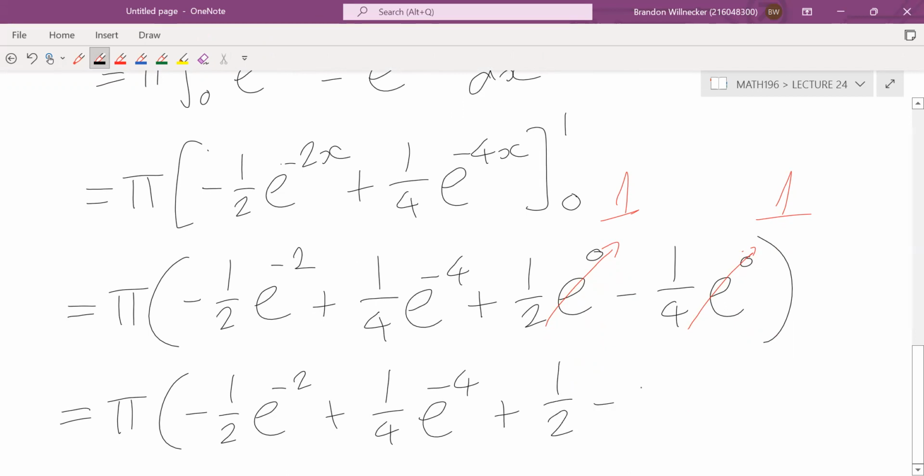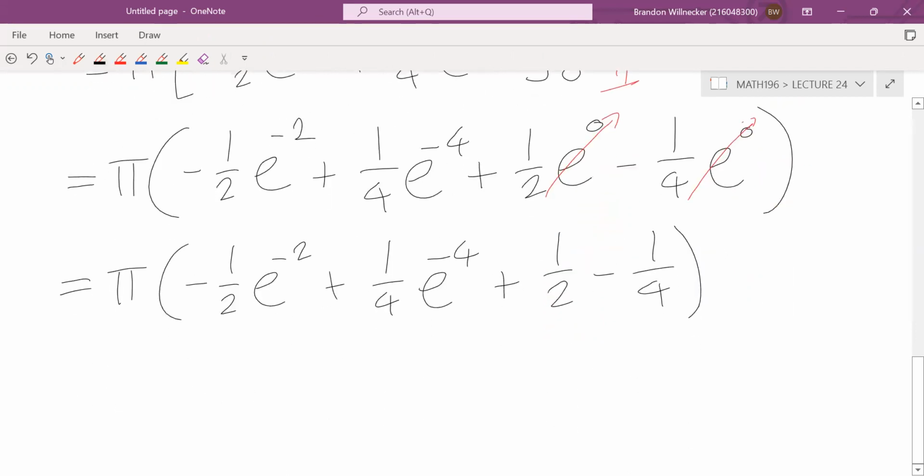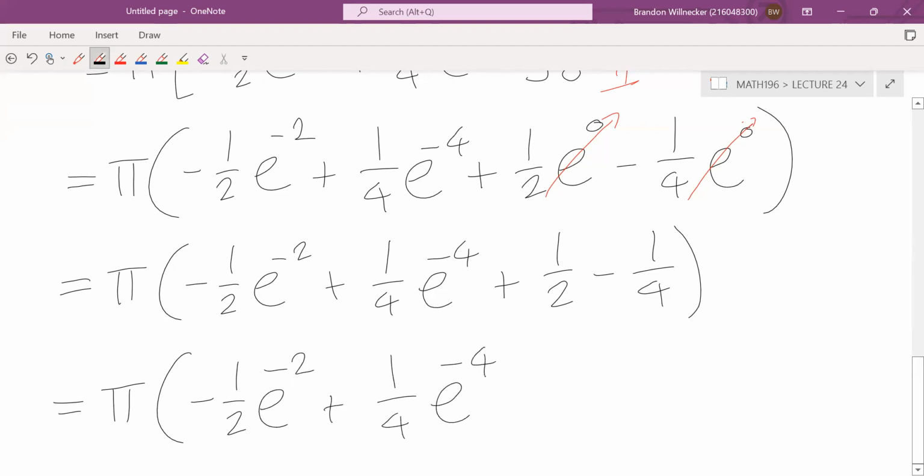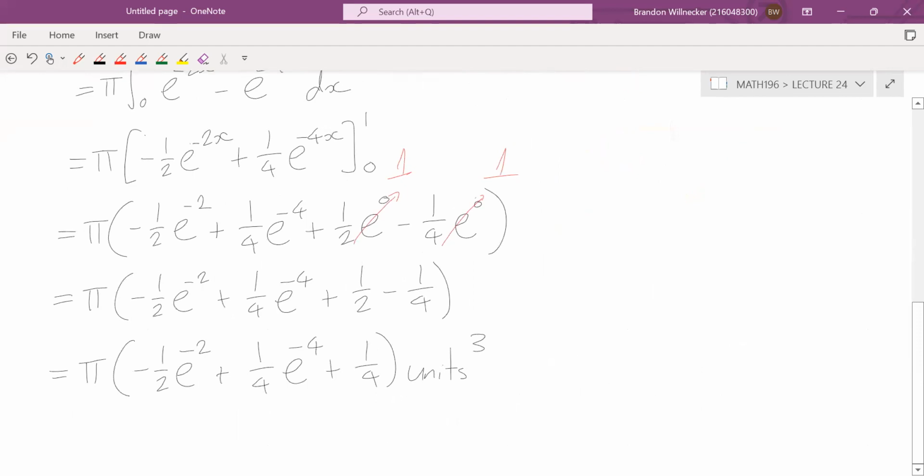plus 1/2 minus 1/4. Okay, and then half minus 1/4, we're left with 1/4. So we have pi minus 1/2 e to the minus 2, plus 1/4 e to the minus 4. Half minus 1/4, that's 1/4. So we have plus 1/4 units cubed. Okay.